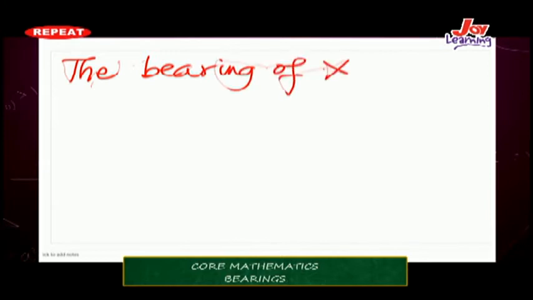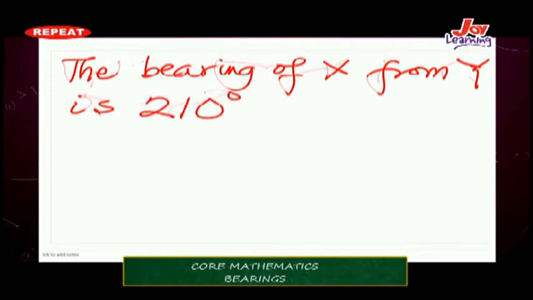Let's look at an example. The bearing of X, but from Y, is 210 degrees. Look at this illustration. The bearing of X, but from where? From Y, is 210 degrees. Then this 210 degrees is giving us a direction.